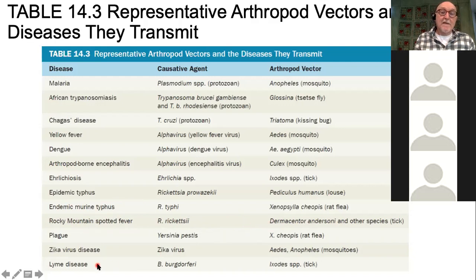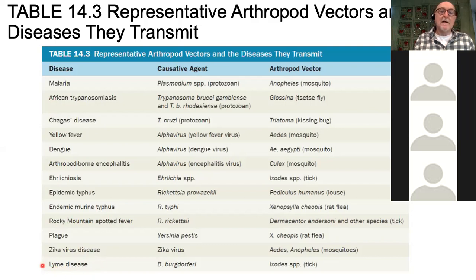Ticks also transmit another disease, which is a bacterial disease called Lyme disease. And that, primarily in the northeast of the United States, is caused by a bacterium called Borrelia burgdorferi. And Borrelia burgdorferi is actually a spirochete. And it's transmitted by the tick. The tick's major host is deer, but they will bite humans if you wander into their territory. They will feed on any warm-blooded organism. And in doing so, they can transmit Lyme disease. Lyme disease, we will mention again later on.